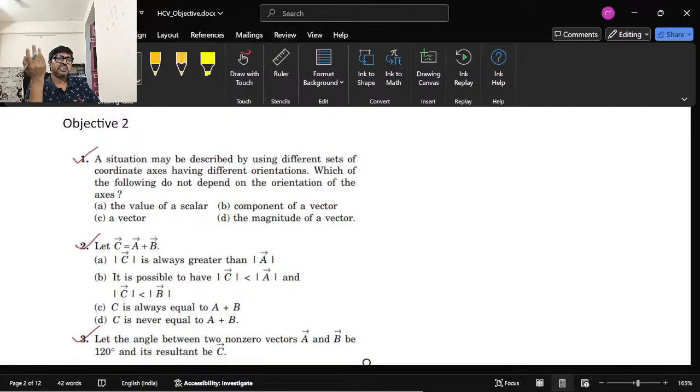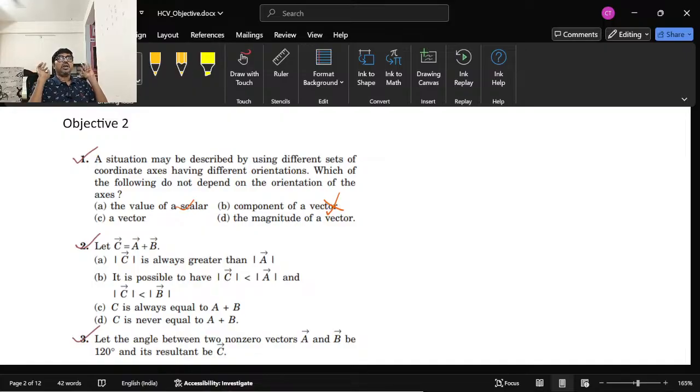The value of a scalar. Scalar has no meaning of coordinates. It doesn't matter about the units. So scalar, yes, correct only. Component of a vector, that will change. If x-axis is this way, component of vector will be one thing. If x-axis is this way, component of vector will be something else. If x-axis is vertical, component of vector will be something else. So it depends on the angle. When x-axis changes, angle between vector and x-axis changes, then cos theta will change. So component of vector changes. He is asking which of them will not change. Component of vector changes. Vector doesn't change.